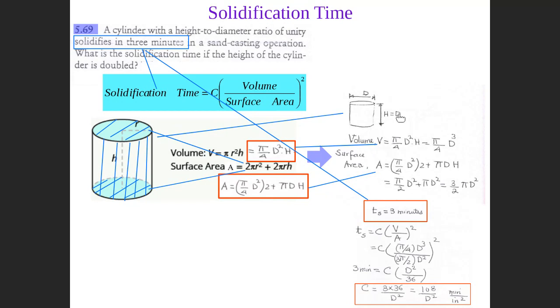H equal to d. Then by d square, then it becomes pi d square, then your total is 1.5 pi d square. This is the surface area.